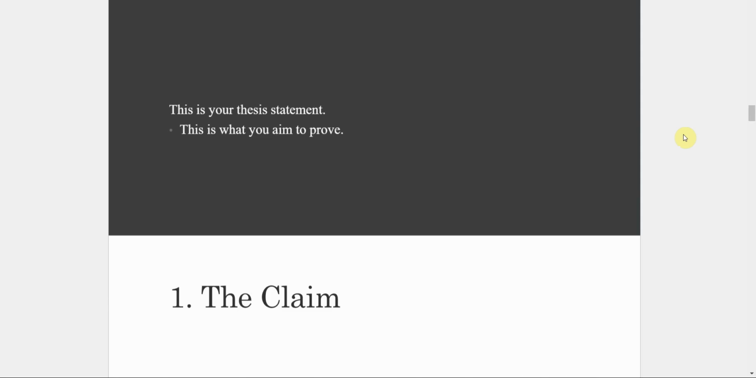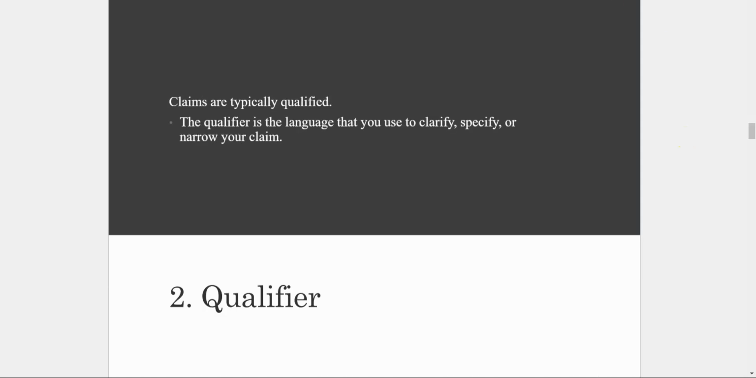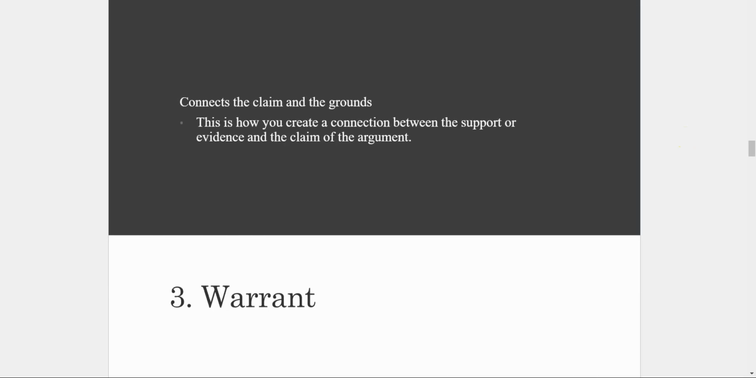The first component of the Toulmin method is the claim. What we know thus far is that a claim is your thesis statement and it is what you aim to prove. This remains true in the Toulmin method. The second component of the Toulmin method is the qualifier. Claims are typically qualified. The qualifier is the language that you use to clarify, specify, or narrow the scope of your claim. The third component of the Toulmin method is the warrant.